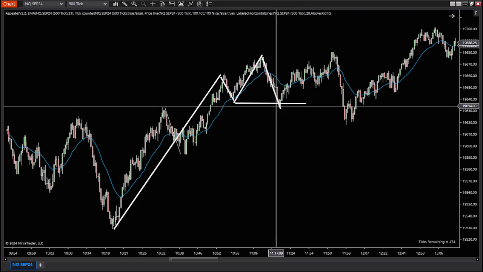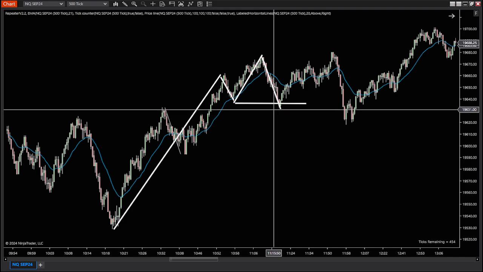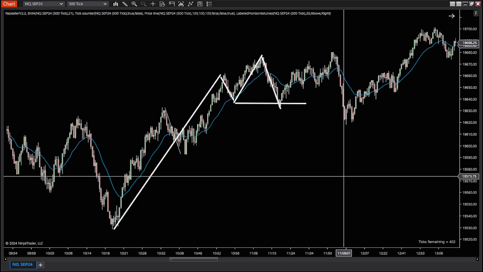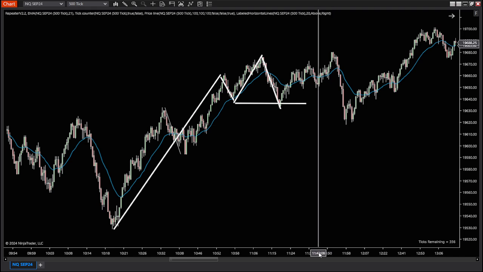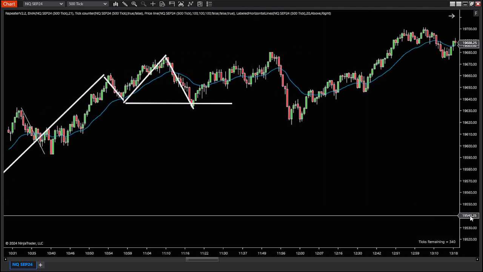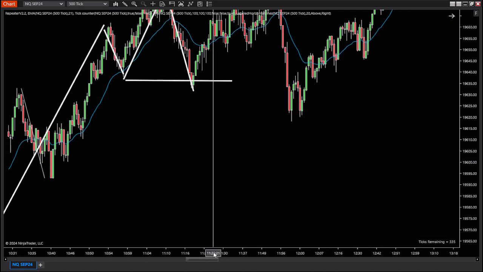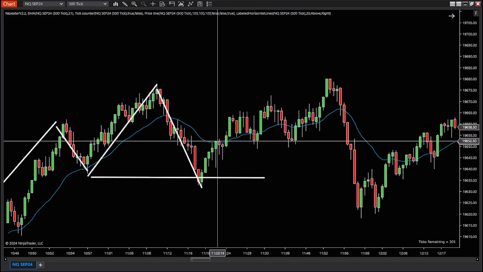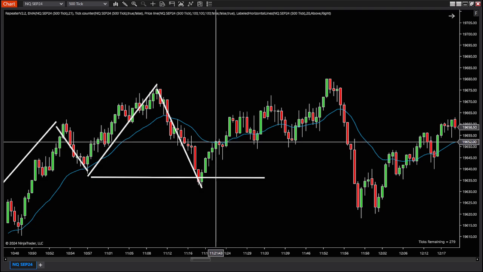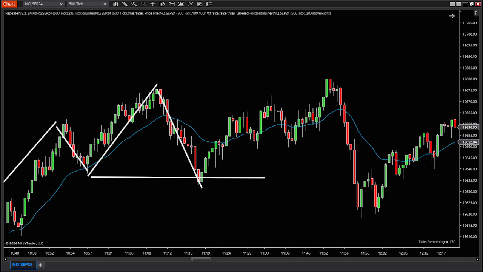Now, what do we do? We enter when? Or I enter when? This is the way I do it. I enter when we have a strong bullish candle closing above the EMA. So let's zoom in here. This one closed above the EMA right here, right? Okay. Do you want to take that or do you not want to take that? That's going to be up to you, right?